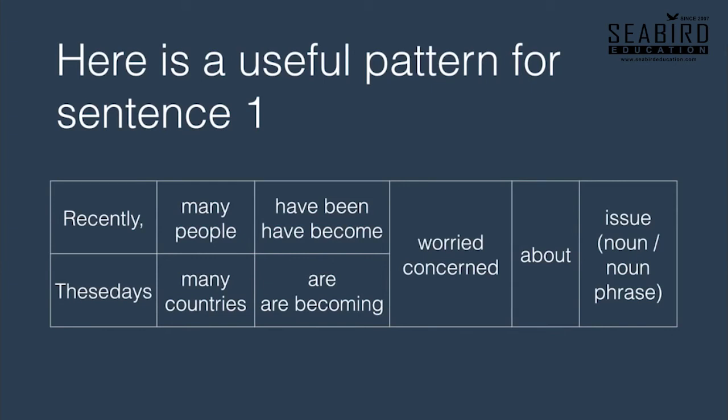Now you also can notice that recently and these days have a different verb tense. So recently we can talk about have been or have become, and these days we talk about the present. So we can say are or are becoming or something like that. It really does not matter. The main thing is you have a clear sentence that you can practice and that you can use really easily for many kinds of topics.